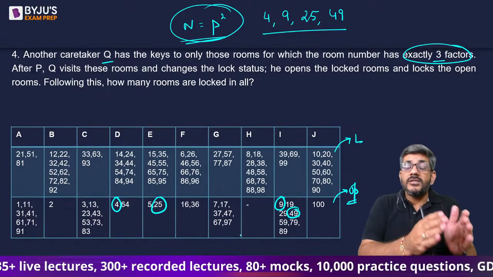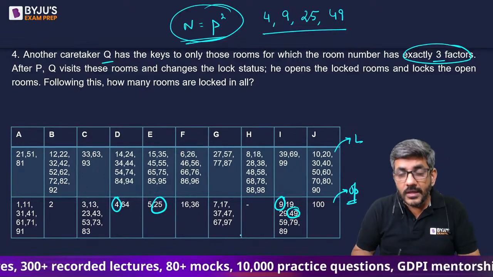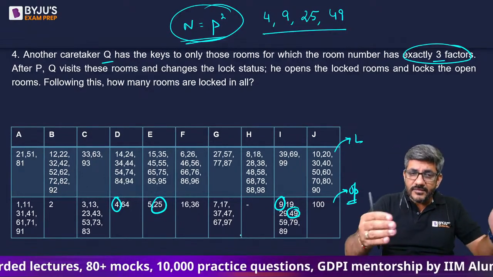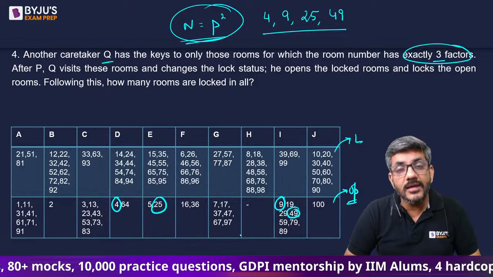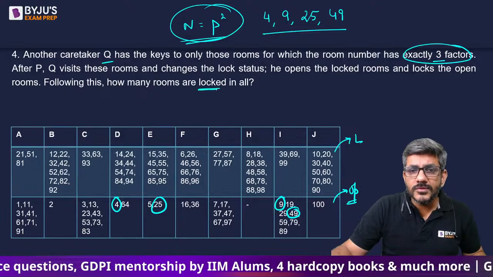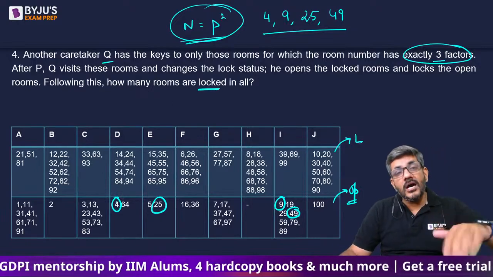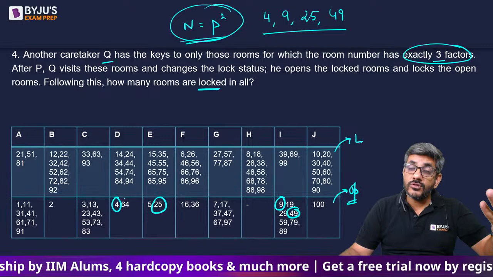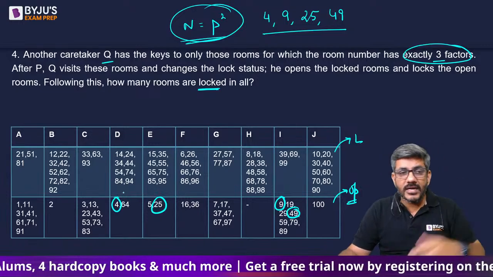So when this person Q will go, he is going to change the status. So these 4 rooms which were currently open, he will just lock them. So ultimately how many rooms would be locked? तो अब ये 4 और लॉक हो जाएंगे. पहले से कुछ लॉक्ड थे, सबको ऐड कर देता हूं. I'll get the answer.